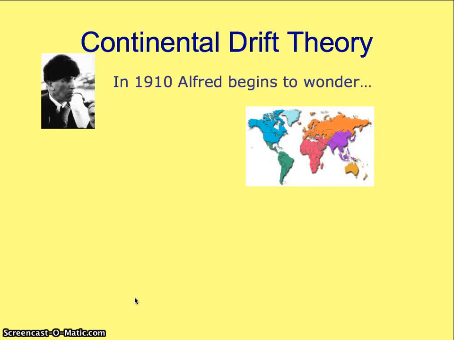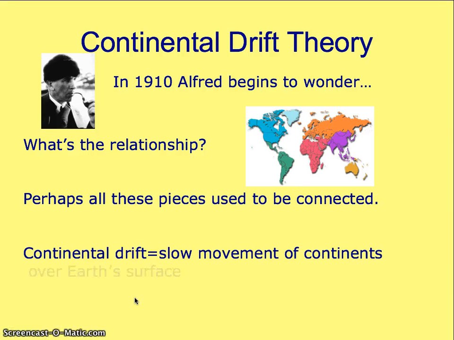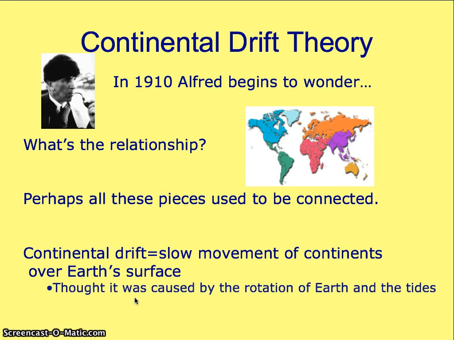Then we come up with the theory of continental drift. So in 1910, Alfred Wegener began to wonder, what's the relationship between the continents? So perhaps all of them used to be connected. And the theory of continental drift says that there's a slow movement of continents over Earth's surface. It was thought to be caused by the rotation of Earth and the tides over 300 million years ago.